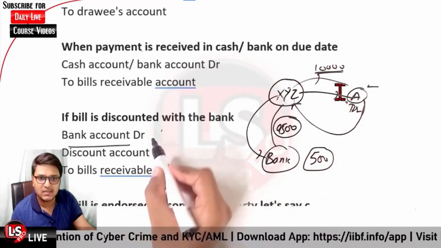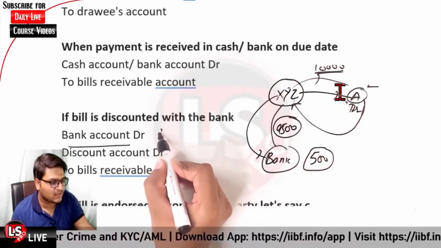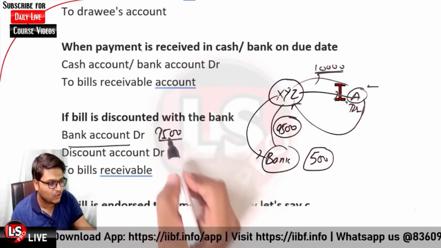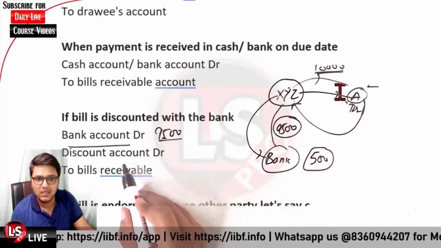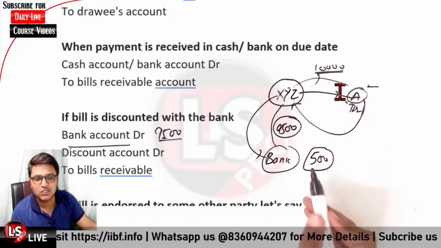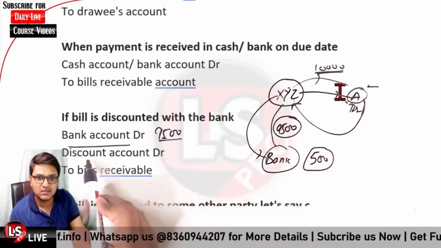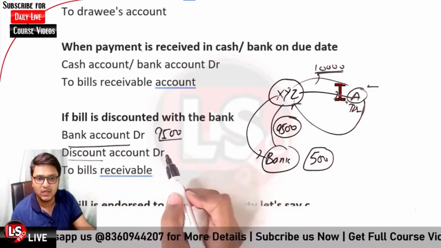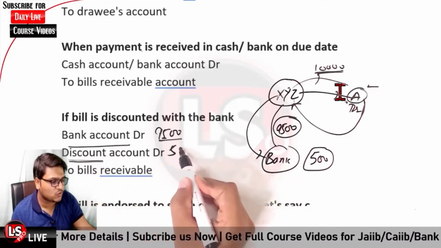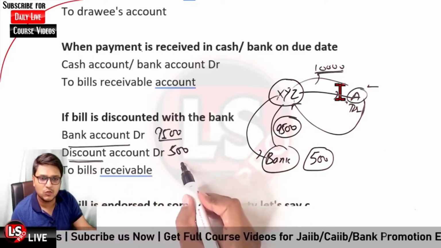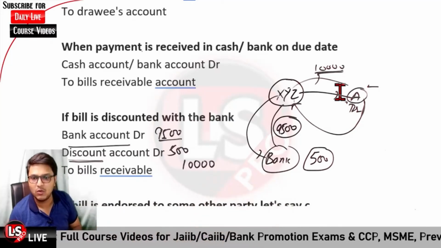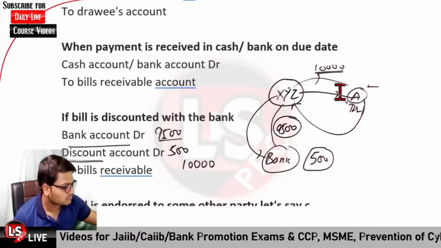So in that case, the bank account would be debited with the 9,500 because you have received the amount. And further, the bank has discounted the bill for 500, so that discount is an expense for you, so it would be debited also, 500. And further, the bills receivable account would be credited with 10,000. So that would be the case. Okay, are you getting my point?